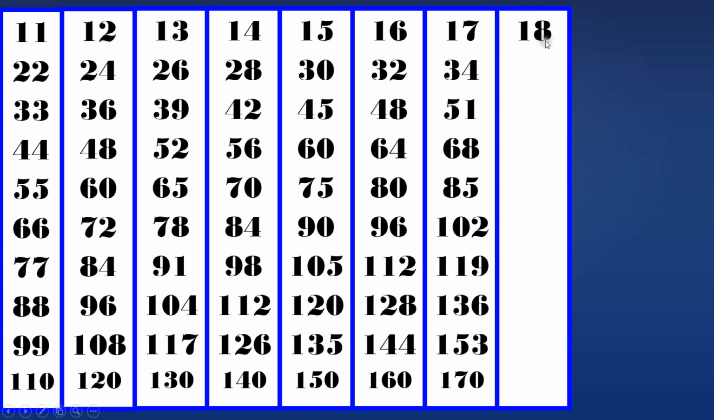18 times table. 18 times 1 is 18. 18 times 2s are 36. 18 times 3s are 54. 18 times 4s are 72. 18 times 5s are 90.